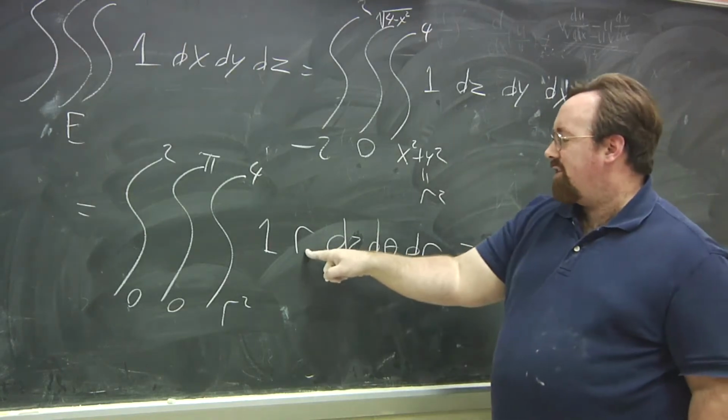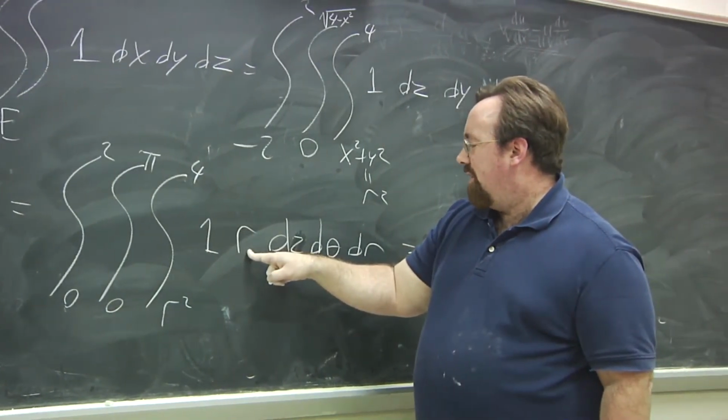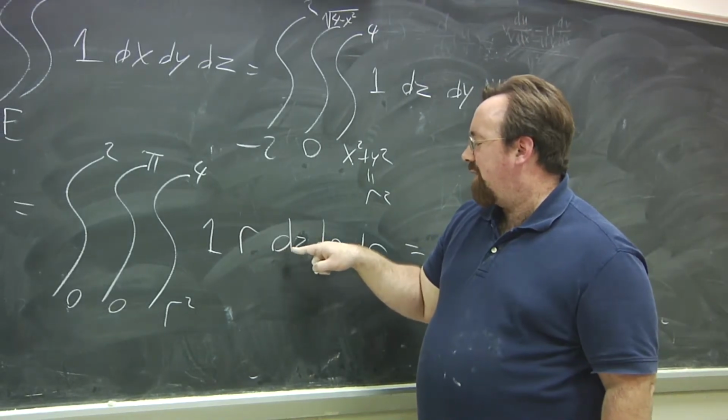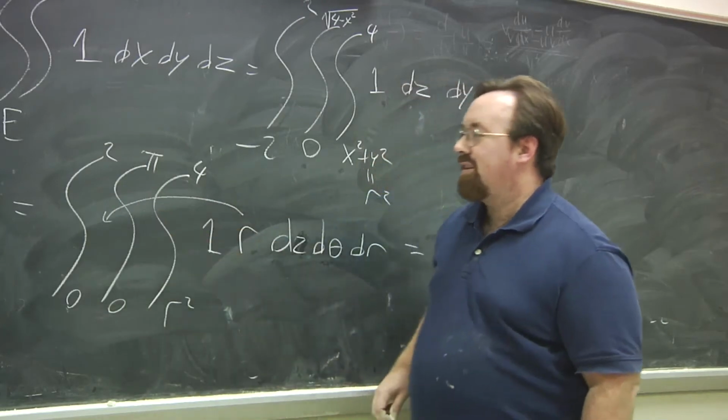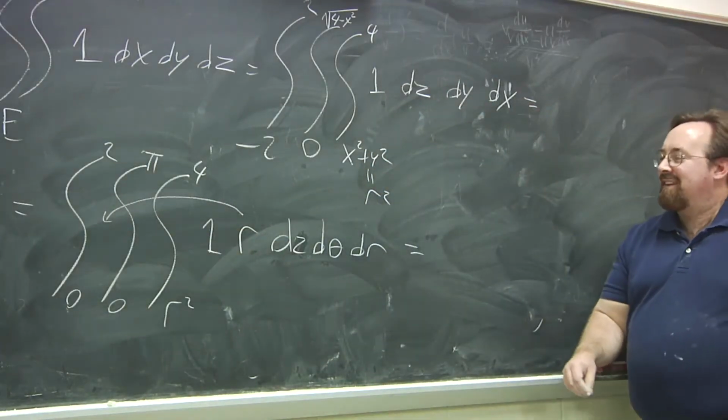So here we have this factor of r, but we don't need it now because we're integrating with respect to z and then theta. So we can copy the r, or not copy it, we're cutting and pasting.